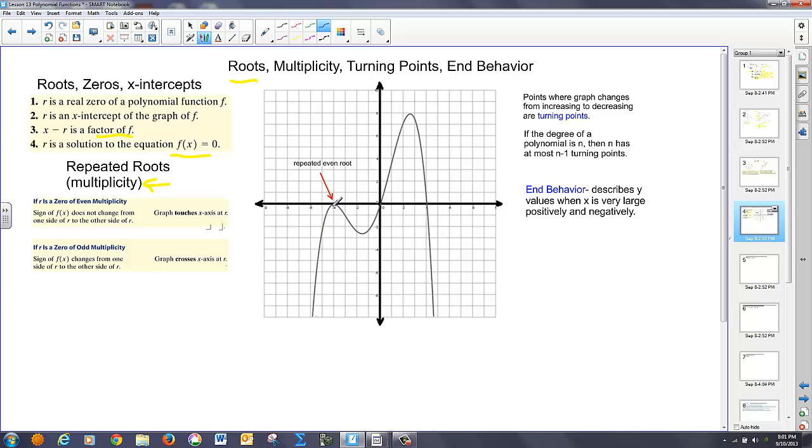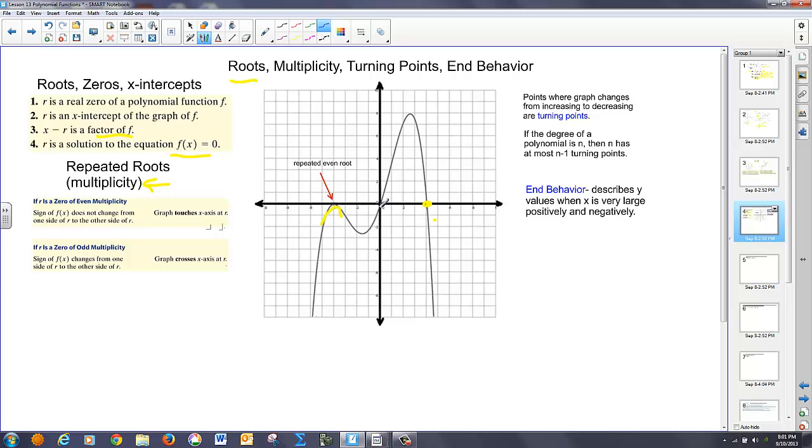Anything that you see bouncing off an axis, for instance, this hits and bounces, it doesn't go through, then that is going to have a special type of multiplicity. Even multiplicities don't move from one side to the other. They stay on the same side of the axis. Odd multiplicities will go through an axis. So this point here has an odd multiplicity.